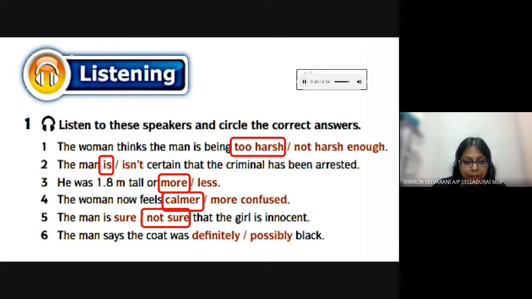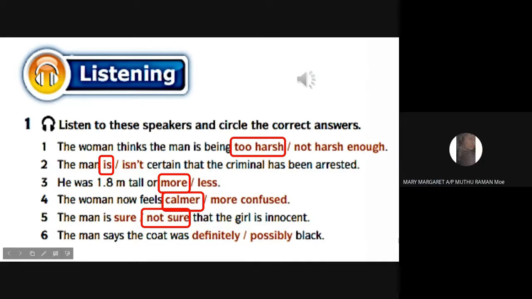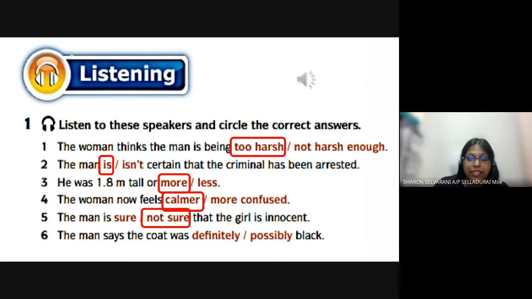I think his coat was black, but I couldn't swear to it. Okay, you see, when he says, I cannot swear to it, that means I am not certain. I can't promise you that it is black. So what is the answer? Definitely or possibly? Possibly. All right. So it's so obvious. The man says the coat was possibly black.